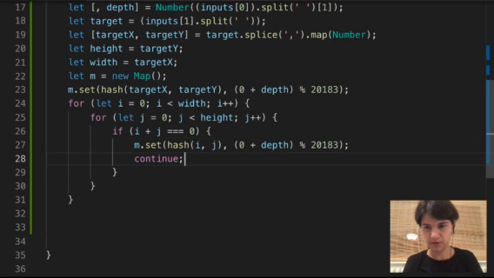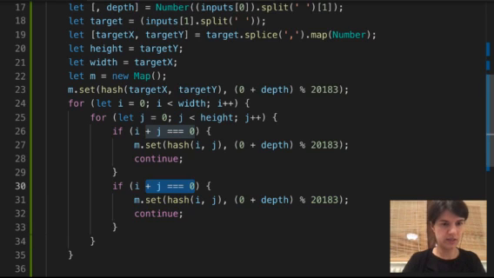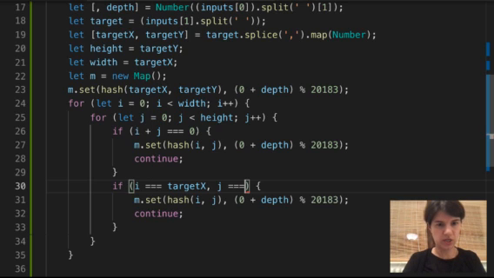Thank you for looking out for my parentheses. Okay, if i is equal to target x and if j is equal to the target of y, then we're setting ij again to this, because it's 0 plus the depth modulo this number.